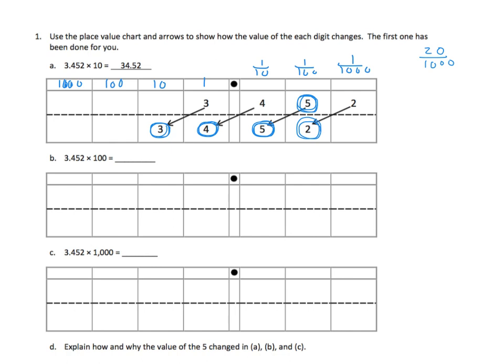Now the next one, we're multiplying by 100. So we have to think of what's going on here. Well, if we go one place to the left, that's a change of times 10. If I go two places, that's 10 times 10. 10 times 10 equals 100. That gives us 2 tens, or 2 places. So let's put in our original number. I have 3 in the ones, 4 in the tenths, 5 in the hundredths, 2 in the thousandths. And now I need to move them each over 2 places, right? So I'm going to put my arrow in.